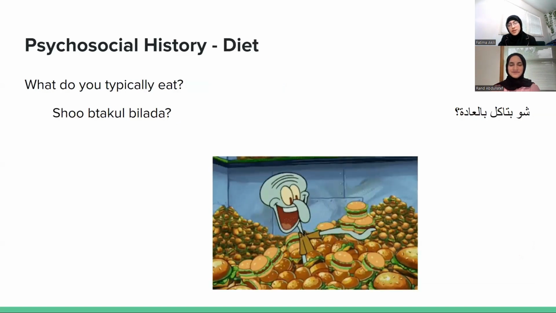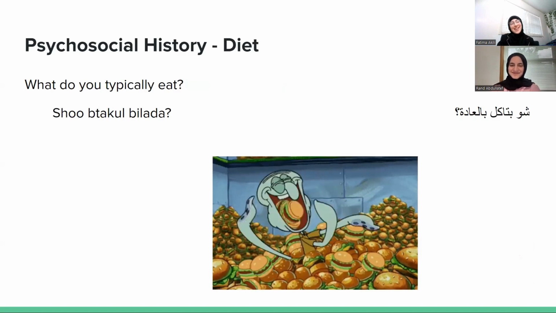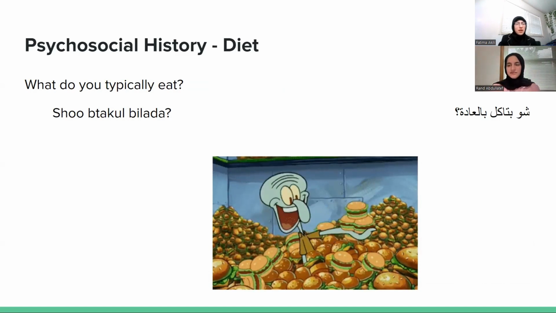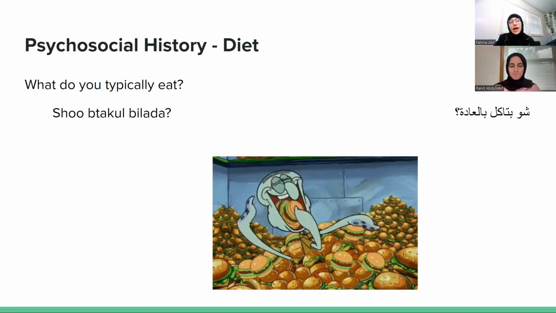Going on to more fun things, my favorite activity is food. So we're going to be talking now about diet. What do you typically eat? You want to know about what the patient is eating to know if they're having any nutritional deficiencies or if they're a little bit overweight. You want to kind of work on that with them. So it's a very important thing to know how to ask.